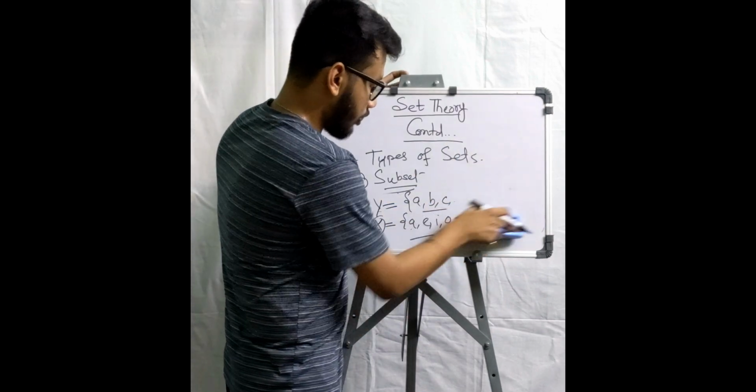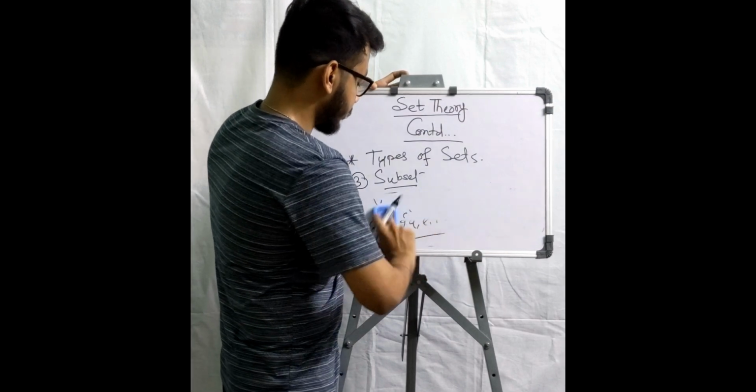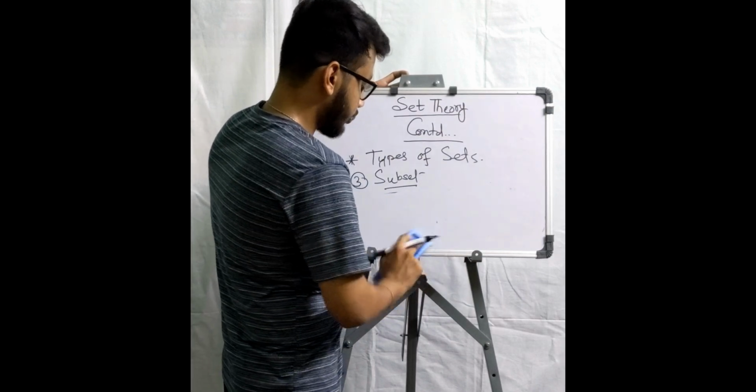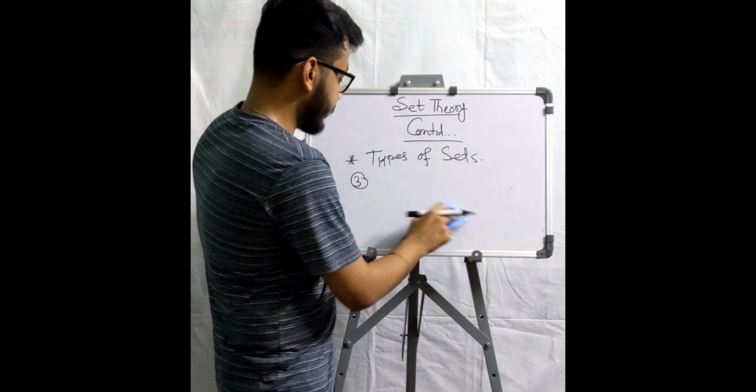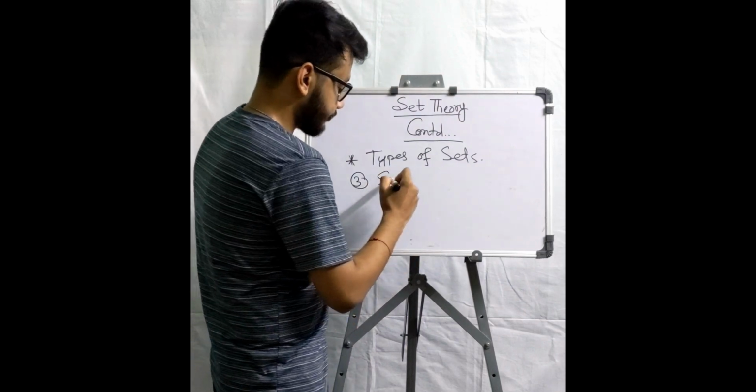Now, we have got something called a superset. It's basically the opposite of a subset.